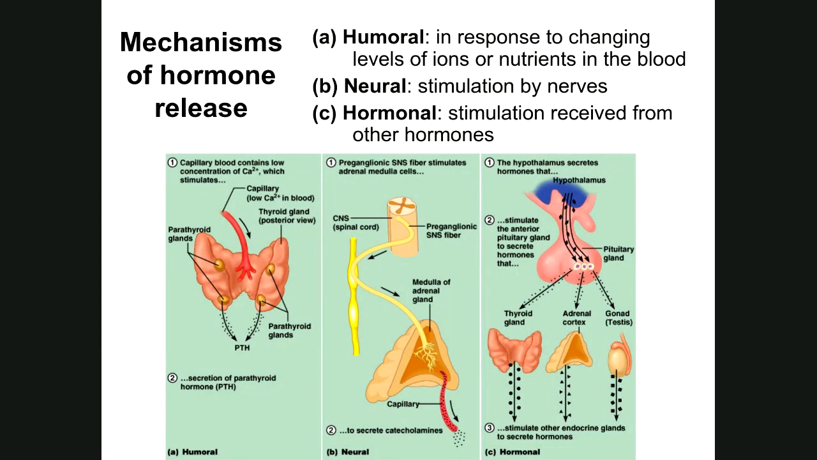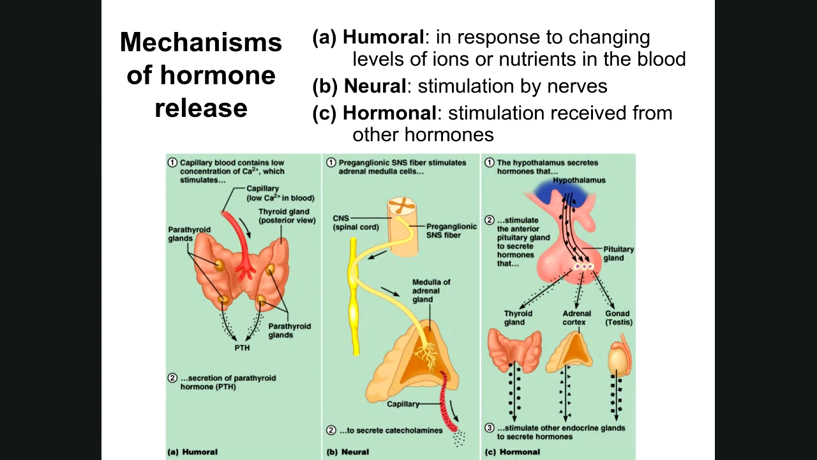How are those hormones released? They can be released, let me make it bigger, zoom in, either humorally, such as by ion concentration, for example of calcium, that stimulates the parathyroid gland, secreting parathyroid hormones.